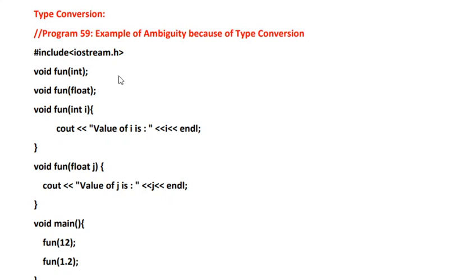Now here I have function ambiguity because of type conversion. So here I have two functions by the same name. Both are capable of returning void. One is capable of taking an integer, the other one is capable of taking a float. Now here I have simply defined the function fun that prints the value of i, and another version of function fun that prints the value of j, right? So here i is integer and j is float.